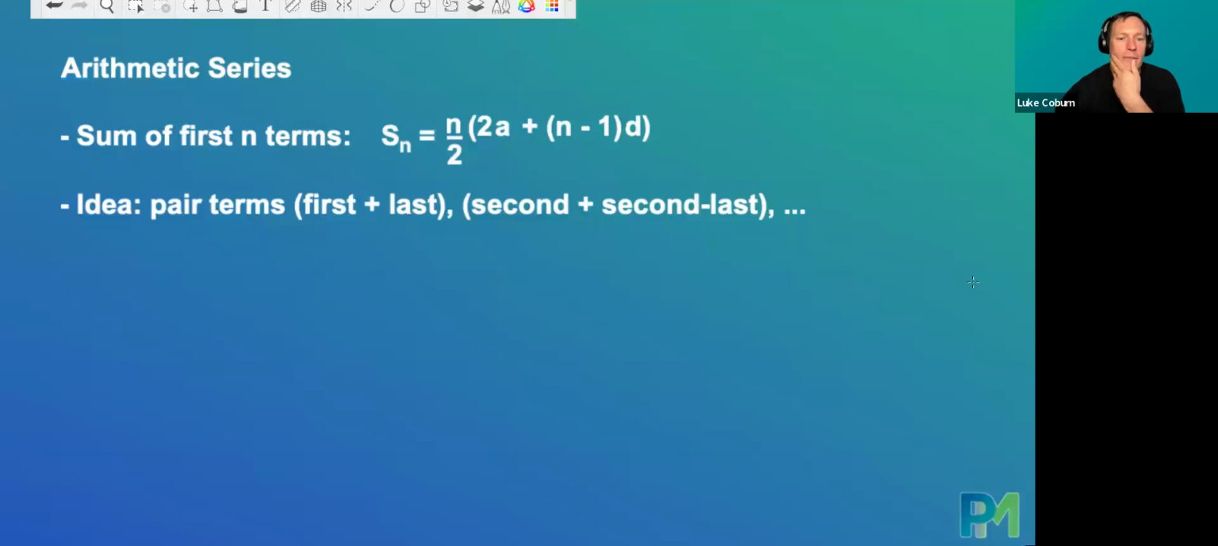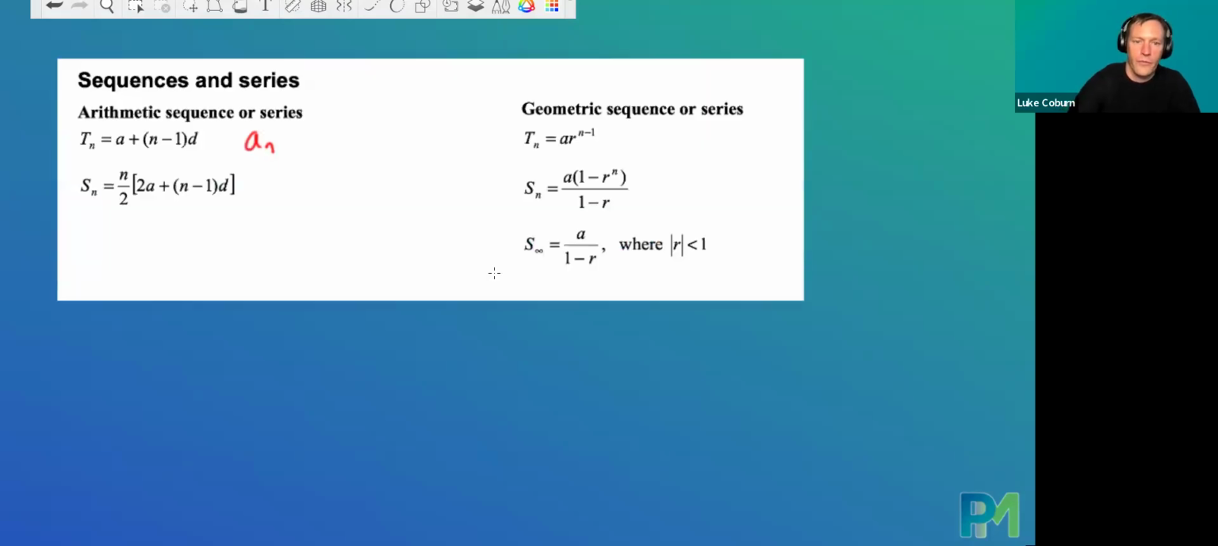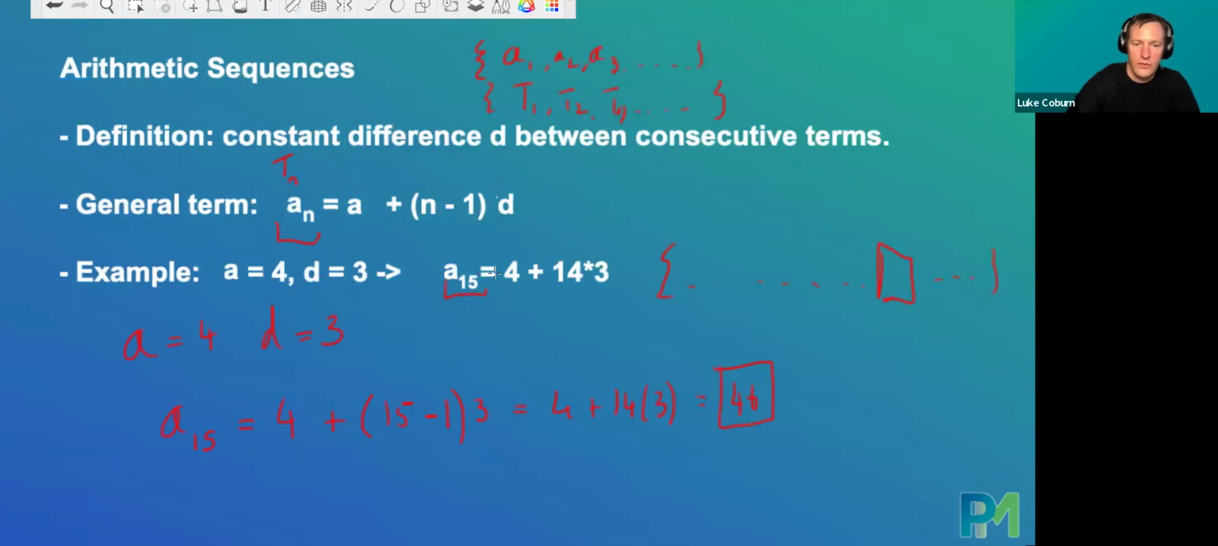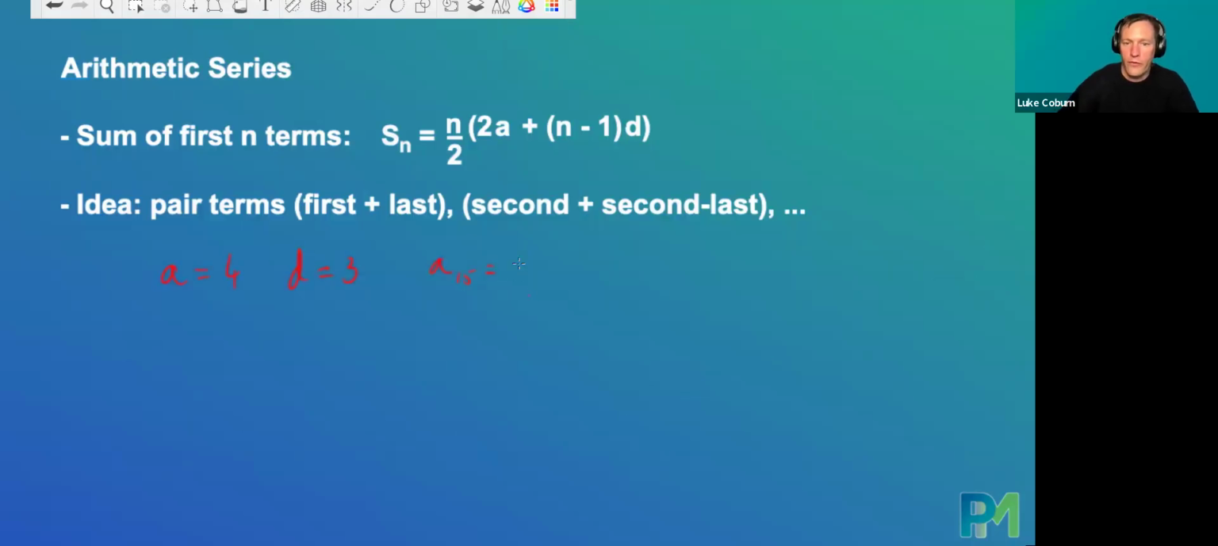Okay, so now we have, yeah, this second idea here is just a proof, but what we have here for this one is a formula for Sn. So if we had a sequence, let's take the previous one, where a was equal to 4 and d was equal to 3. And then we had A15, which was equal to 4 plus 15 minus 1 times 3, which ended up being 46.